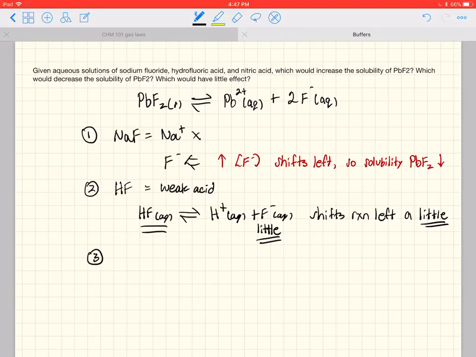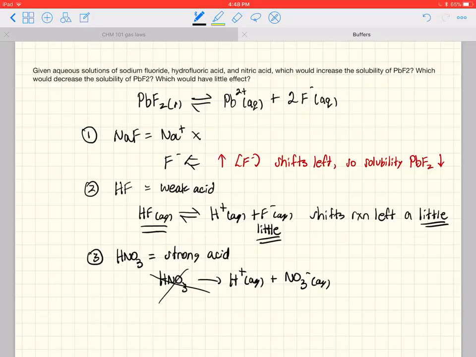Nitric acid. Nitric acid is HNO3. This is a strong acid which ionizes 100%. So if we write the chemical reaction, when nitric acid hits water, it forms hydrogen ions and nitrate ions. Okay, so there's no real HNO3 in an aqueous solution. So we really have H plus and NO3 minus. Now NO3 minus is just a neutral spectator ion. It's not going to precipitate with anything or react with anything.